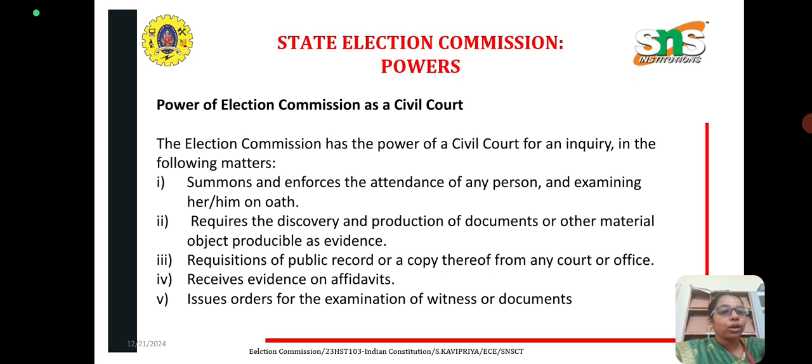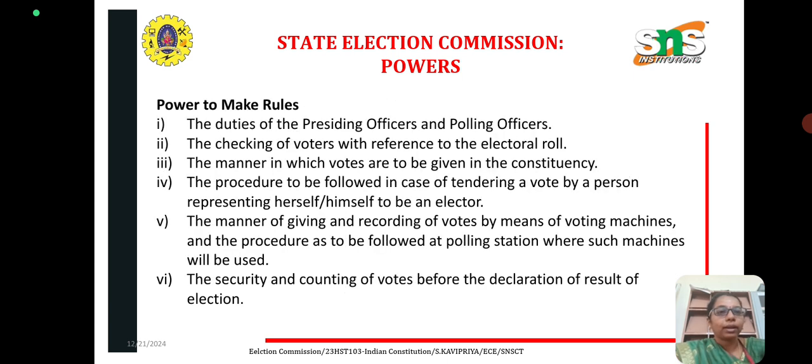Requisition of public record or copy thereof from any court or office. They receive evidence on affidavits. Issues orders for examination of witness or a document. And next, what are all the powers to make rules?